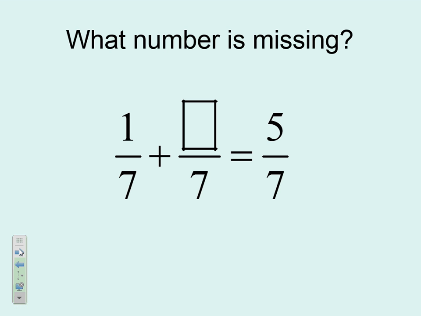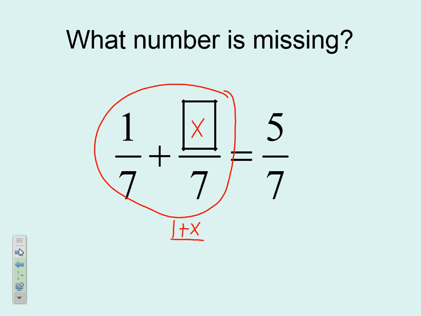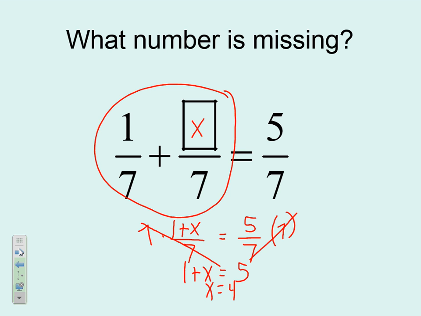Let's pretend this is an x right here. If I add these two fractions together because they have common denominators, I would get (1 plus x) over 7. And the other side is 5/7. Now if we wanted to undo this whole idea of having a fraction, as long as we're doing the same operation on both sides, I could multiply this side by 7 and multiply this side by 7 to cancel those 7's. And I have 1 plus x equals 5, and if you subtract the 1, you get x equals 4.